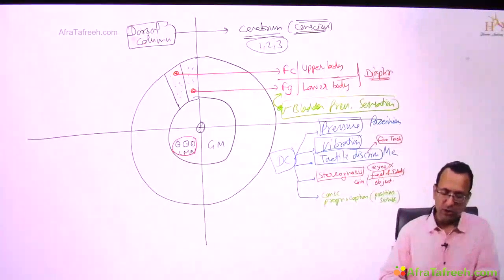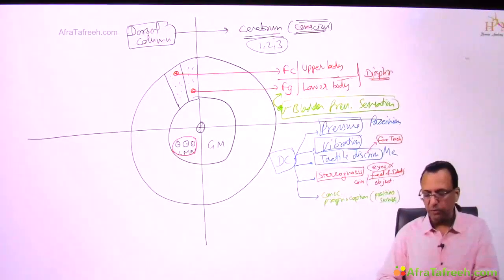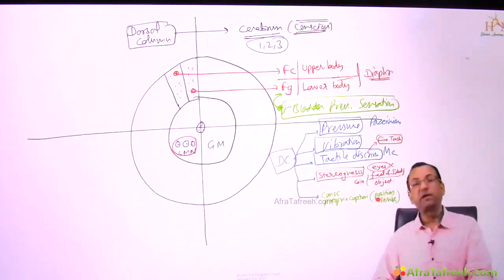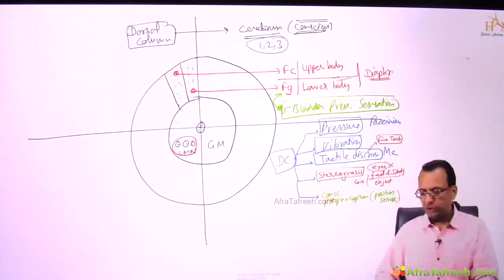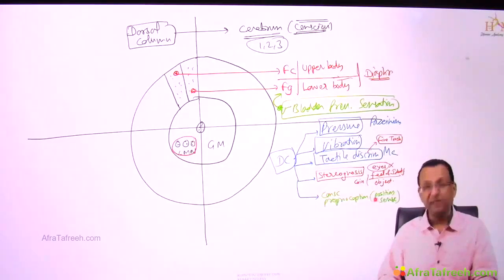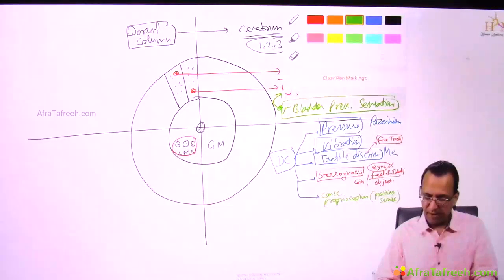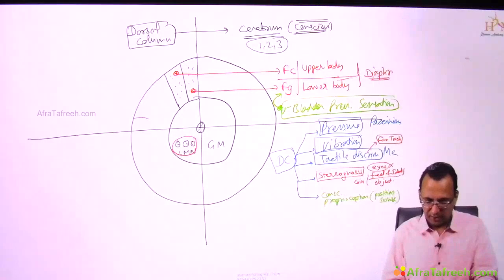Since the dorsal column is carrying all that information towards the cerebrum, the conscious level, this is conscious proprioception. But remember, conscious proprioception is very few fibers. Mostly the proprioception is unconscious. And who is carrying that? Unconscious proprioception. If you remember, we have discussed earlier, there is a dorsal and ventral. So this is dorsal and ventral.